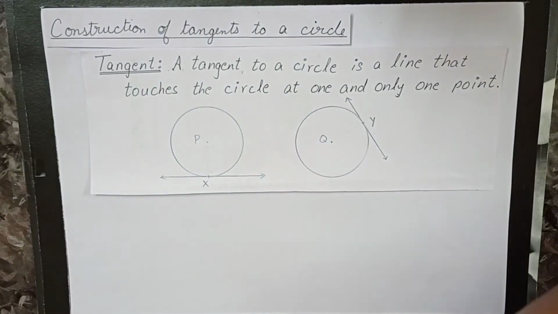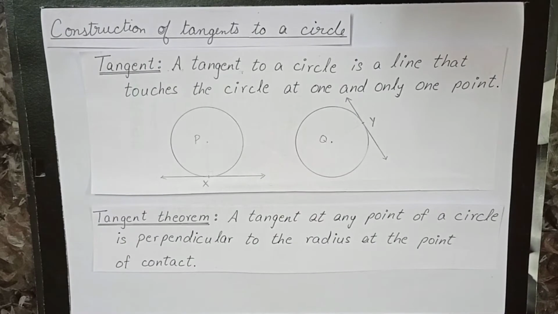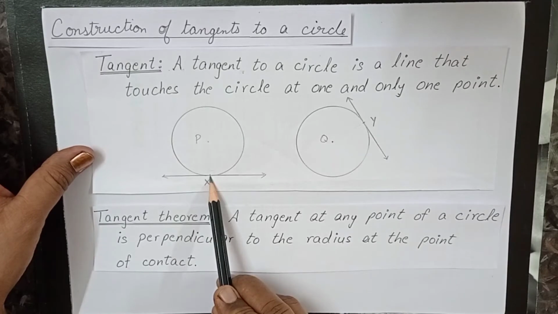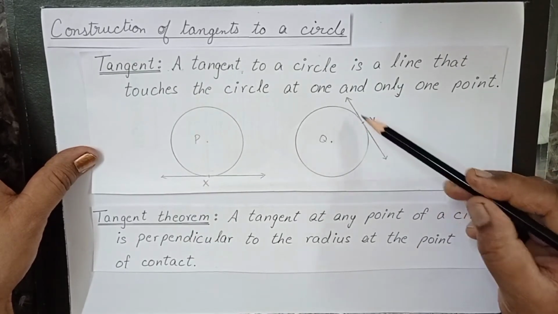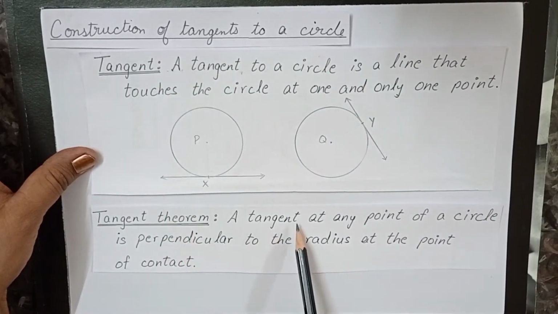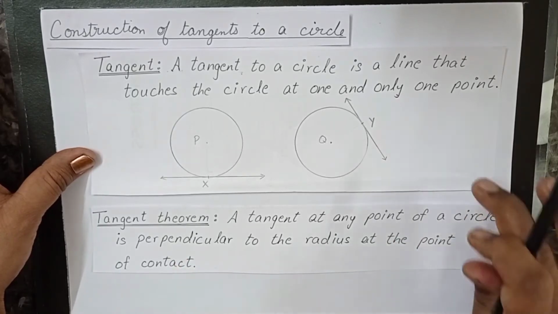Second concept which we have is the tangent theorem. A tangent at any point of a circle is perpendicular to the radius at the point of contact. Let us understand. This is the point of contact for this circle and this tangent, and this is the point of contact for this circle and this tangent. Now, the tangent theorem says that the tangent is perpendicular to the radius at the point of contact.